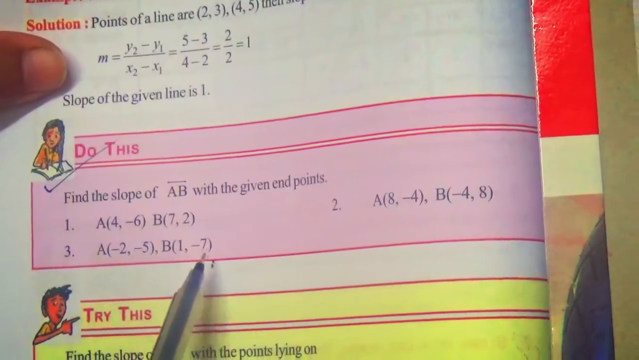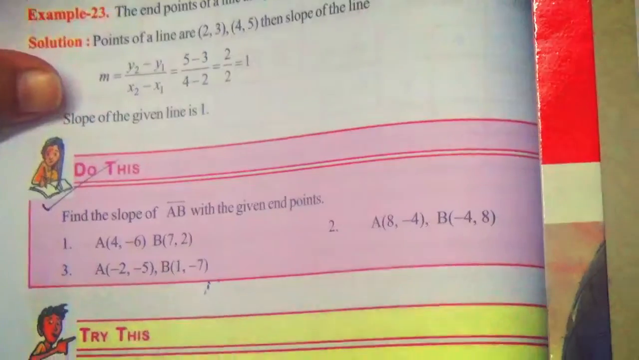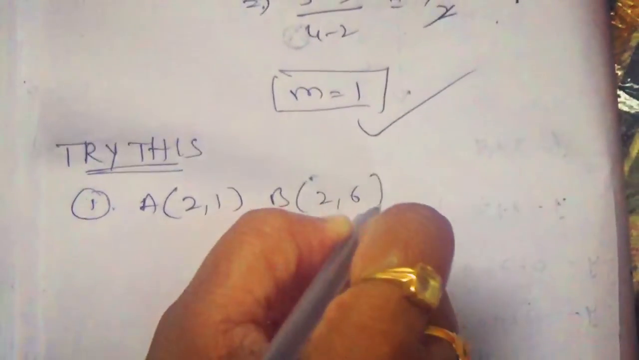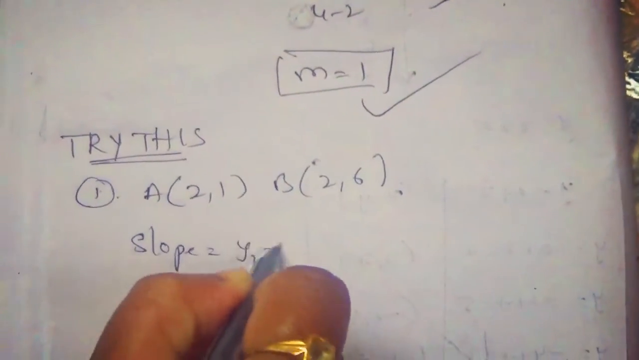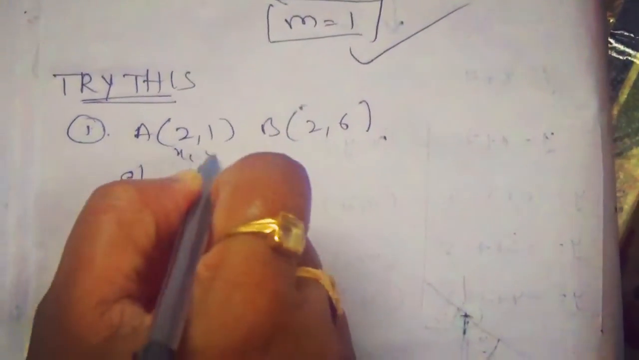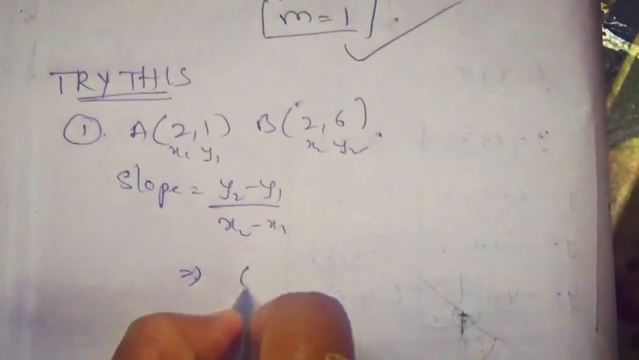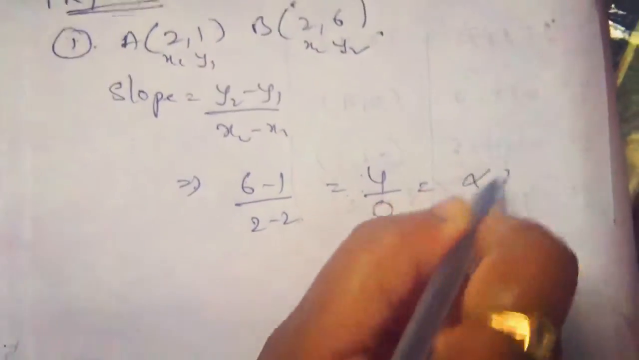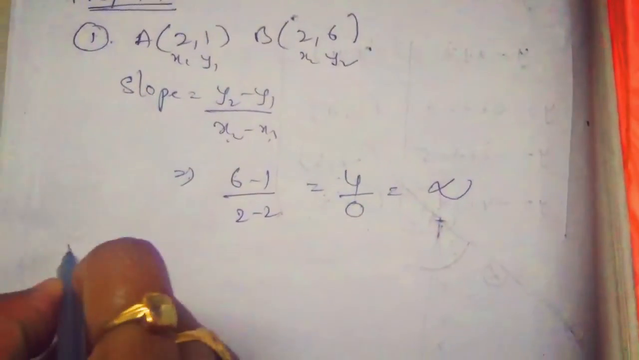Okay, just like this you have to do this. You just do with the same formula and try this. Find the slope of AB with the points lying on. The first one is, A is (2, 1), B is (2, 6). So what is slope? Slope is equal to y2 minus y1 by x2 minus x1. Here x1 y1, x2 y2. That implies 6 minus 1 by 2 minus 2, that is equal to 5 by 0. That is not defined. Why? Because here the x2 and x1 values are same. So not defined.